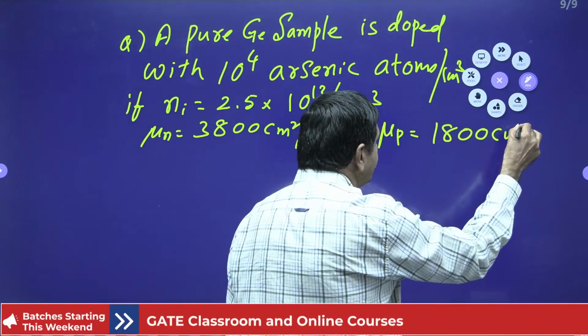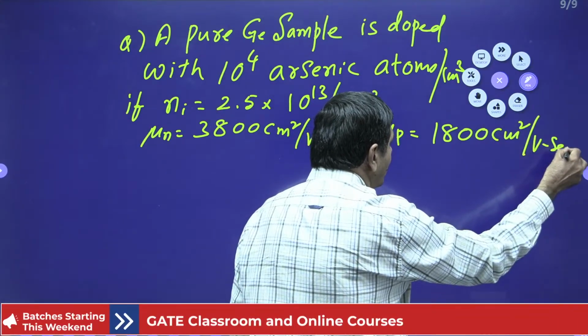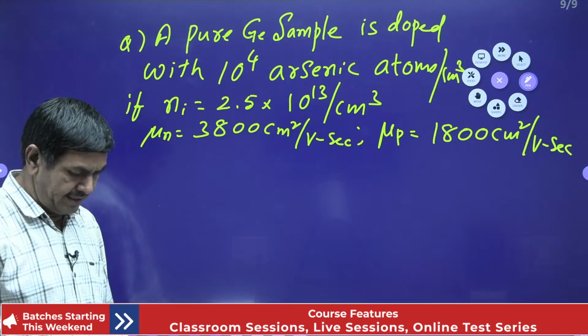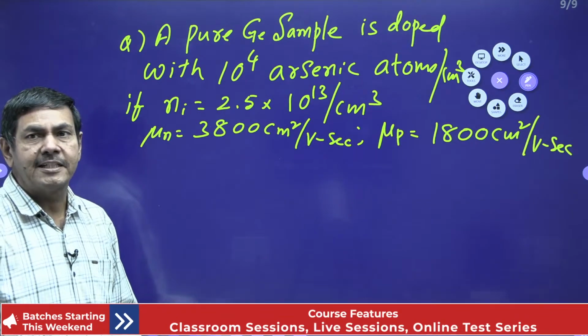1800 cm square per volt second, we can take it now. The data is given here. But what is being asked in the problem?